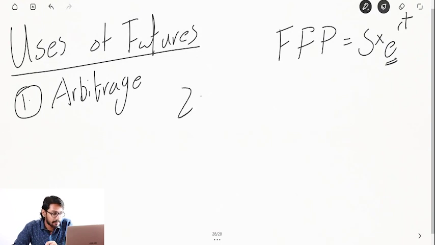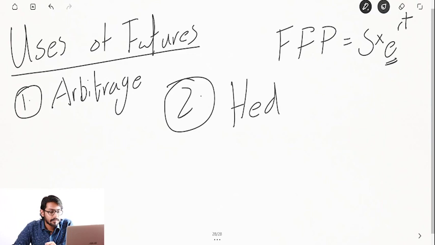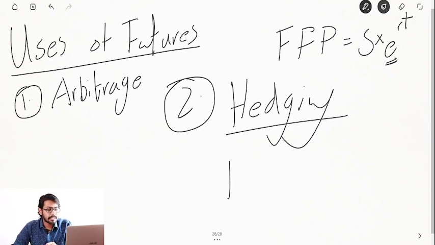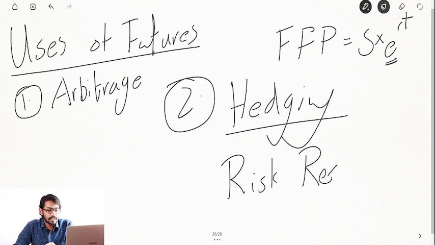Use number two, you can use it for hedging. What is hedging? I think I've discussed this before. Hedging basically means risk reduction.